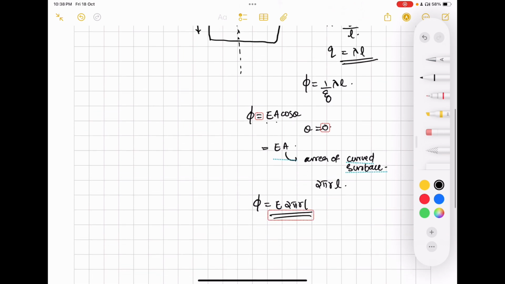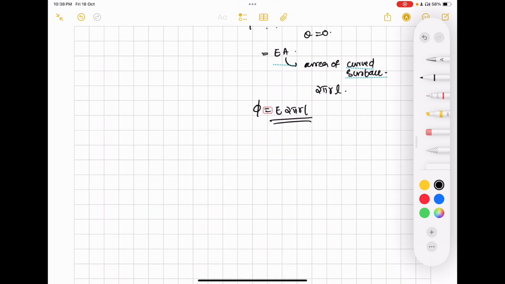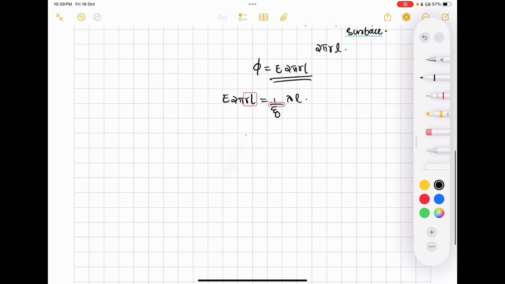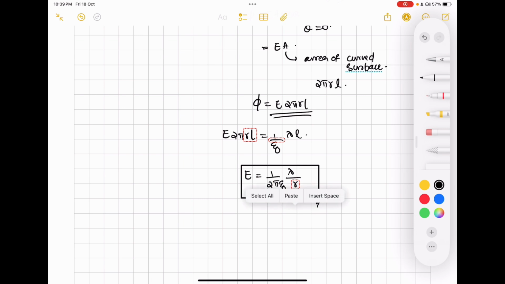So according to Gauss law, we have phi is equal to 1 by epsilon 0 lambda L, and we have phi is equal to E into 2 pi r L. We can equate these two: E into 2 pi r L equals 1 by epsilon 0 lambda L. From this, the electric field due to a line of charge is E equal to 1 by 2 pi epsilon 0 into lambda by r. So this is the electric field due to a line of charge at a distance r from the line.